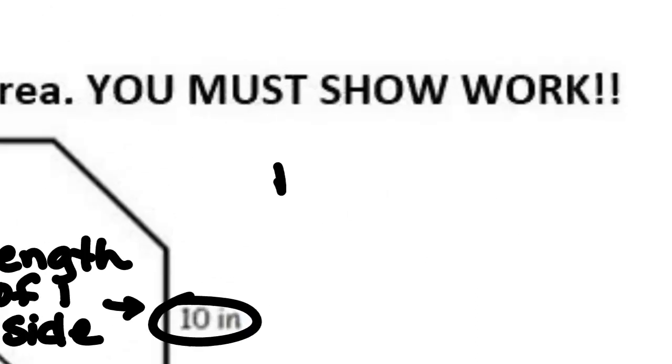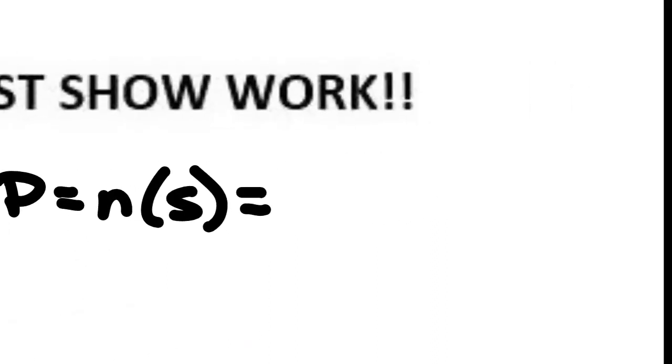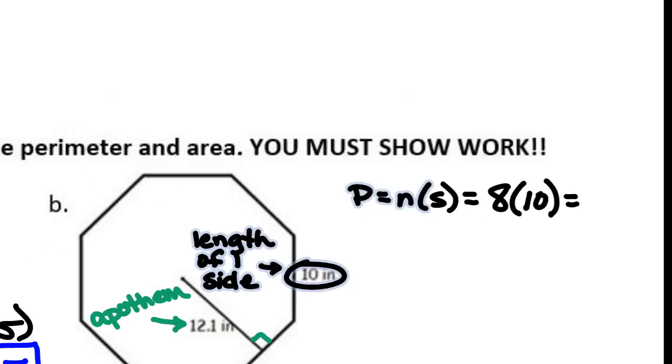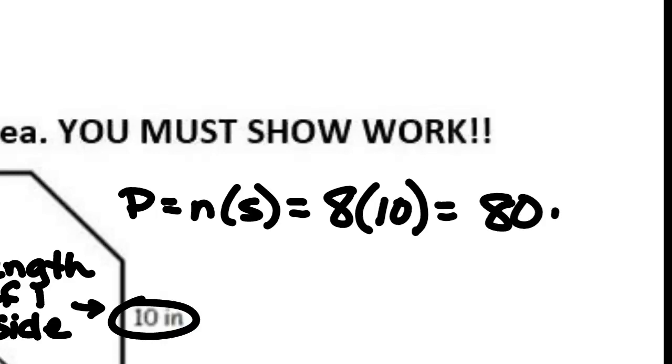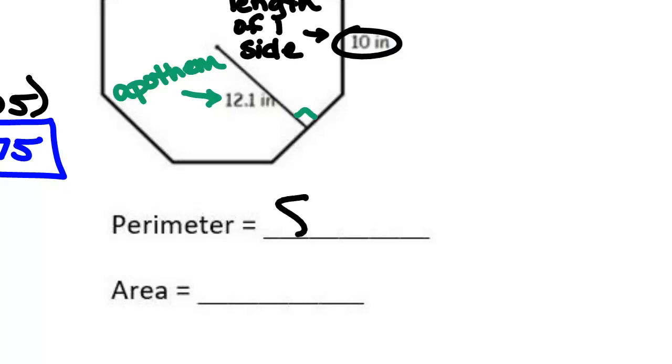So to find my perimeter, number of sides times the length of one side. How many sides do we have on this one? 8 sides. And each side is how big? 10 inches. Giving us a perimeter of how much? 80, absolutely. We have a perimeter of 80 inches here. Not inches squared because it is not area that we found.